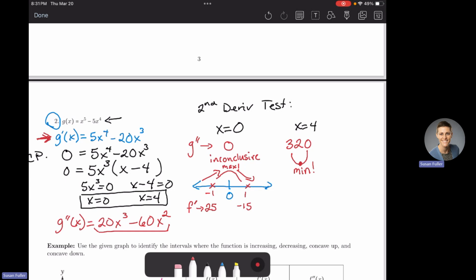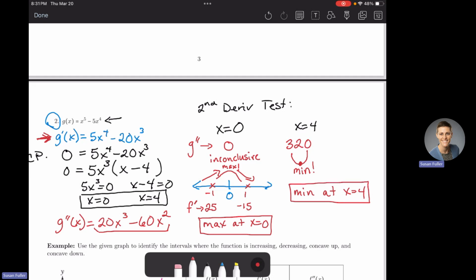So second derivative test fails us, but first derivative bails us out, and I know that I have a relative max at x equals 0. And the second derivative test classified a min at x equals 4 for us. So now we've classified both of those as maxes or mins.